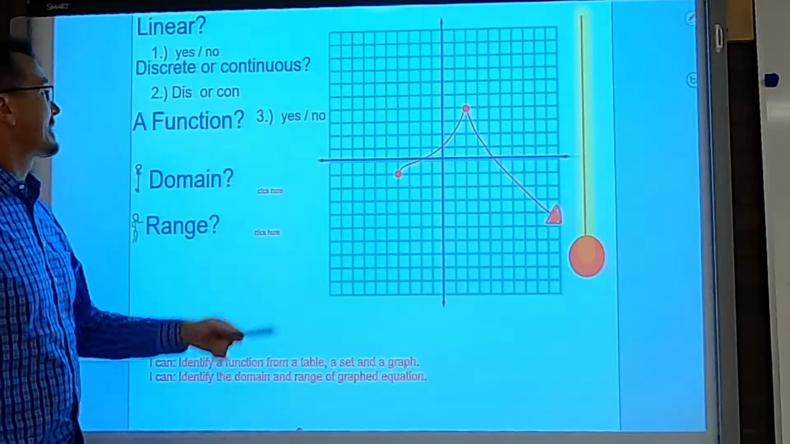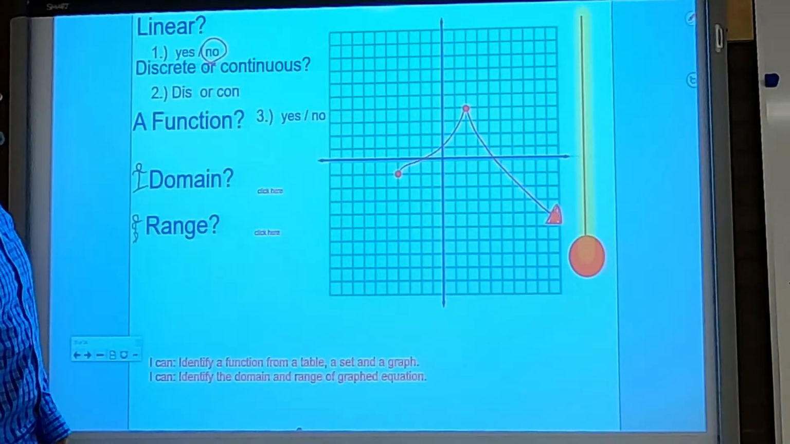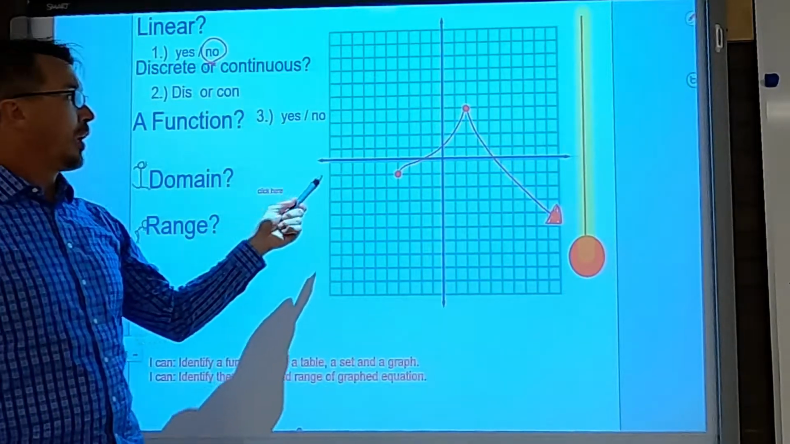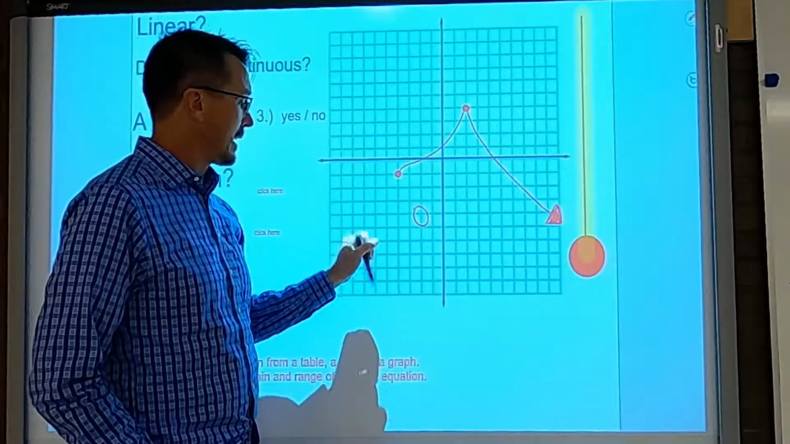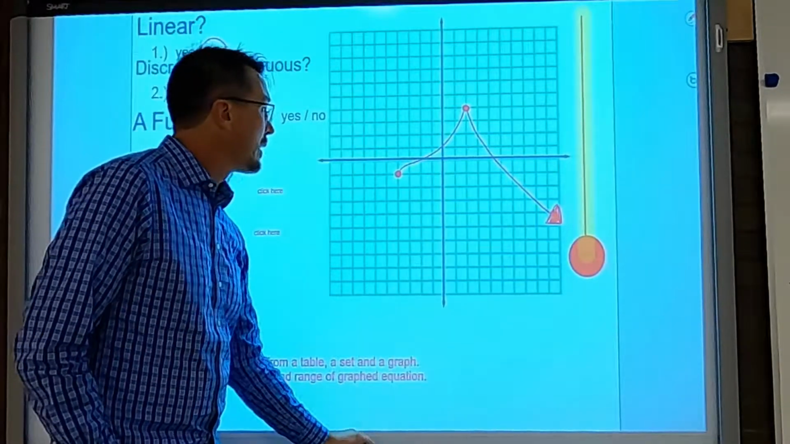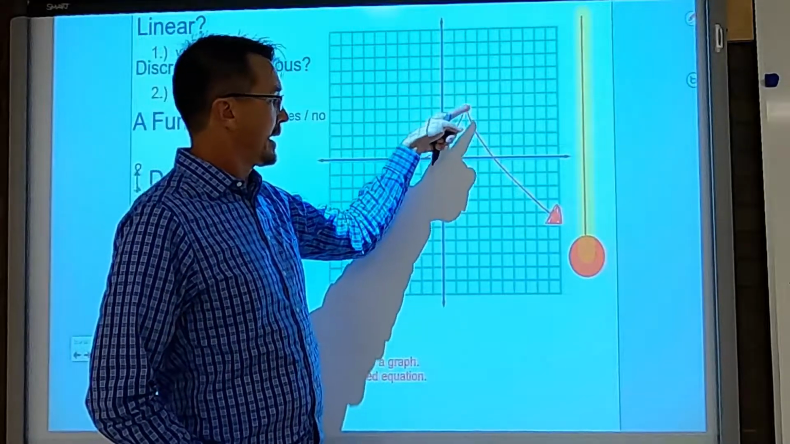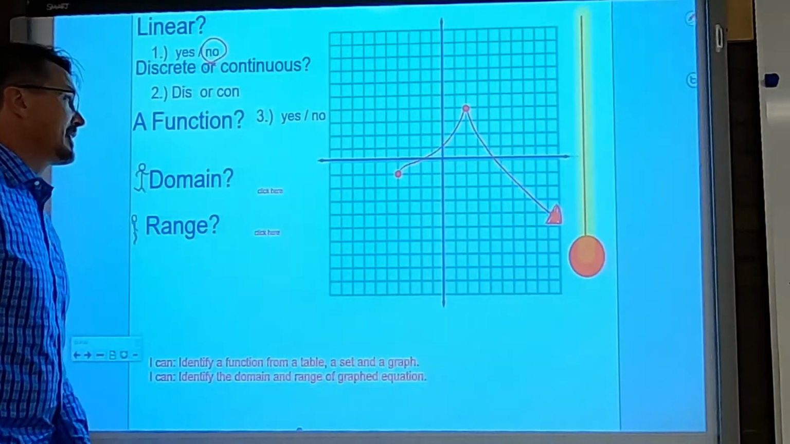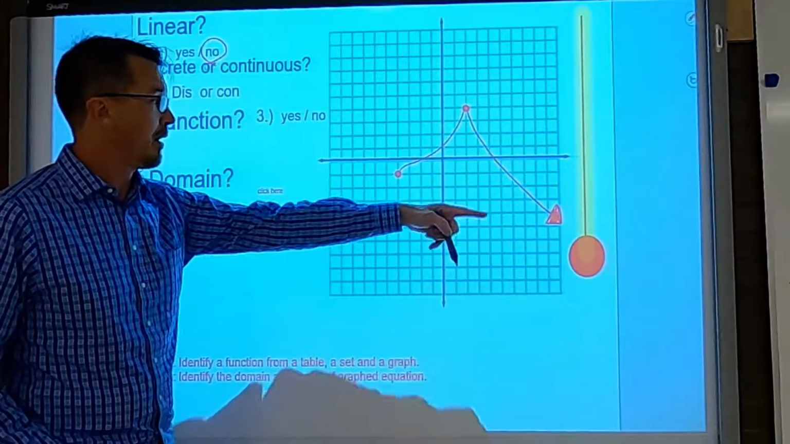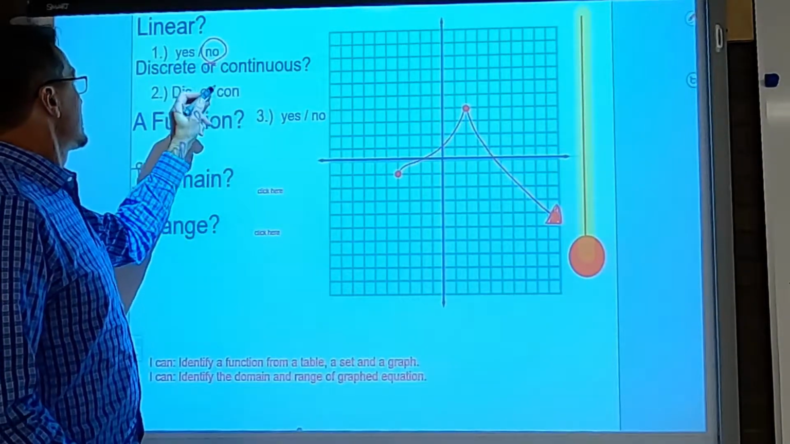Is this linear? And that's an obvious no. Is it continuous or discrete? Well, there's a point there, but it doesn't break the line. It's not like a break in the line, like an open circle. So this keeps on going and it never stops. So we're going to say that this is continuous from this point on. So yes, this is continuous.